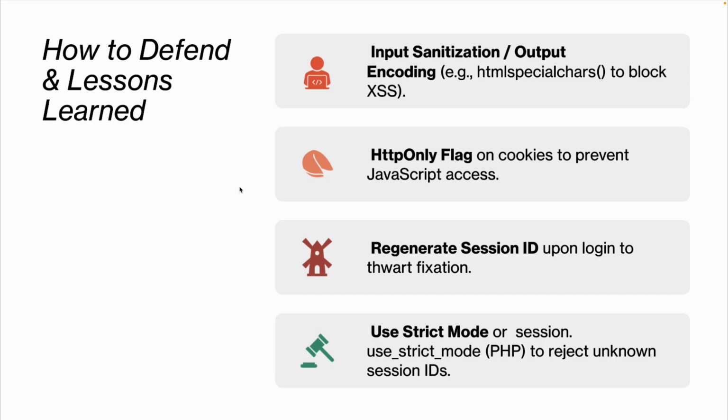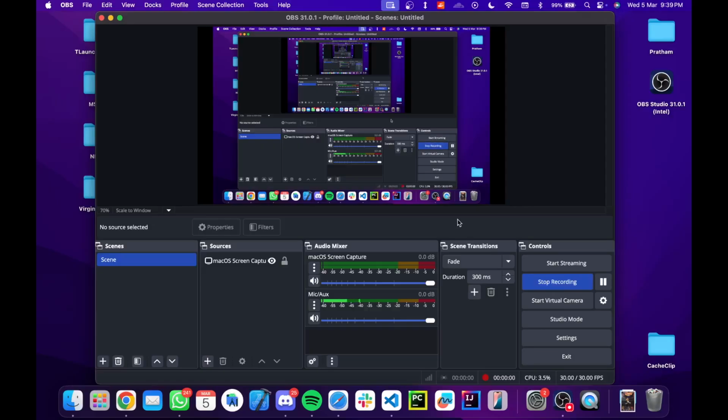So in summary, these attacks teach us that cookies, while essential for user authentication, are also the weakest link if not properly secured. It's vital to combine secure coding practices with robust server-side checks to mitigate these vulnerabilities.